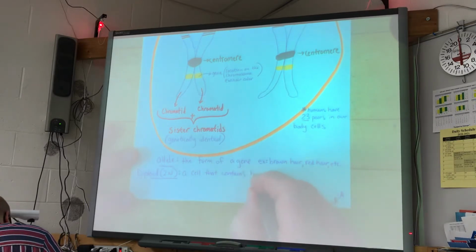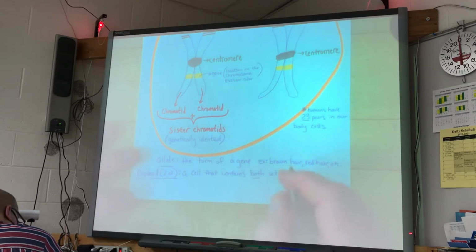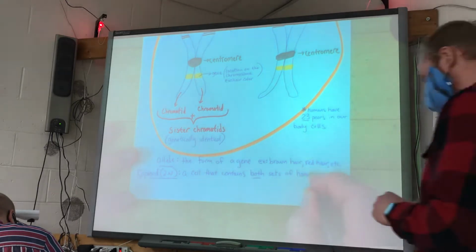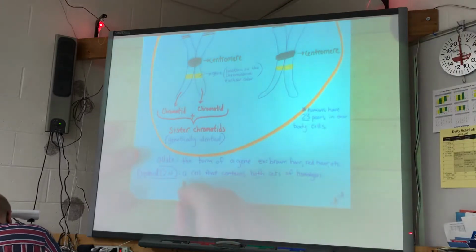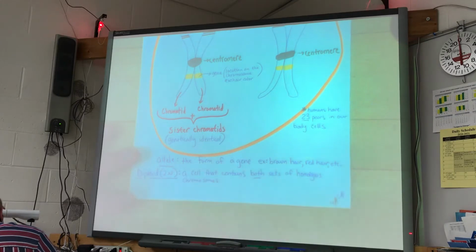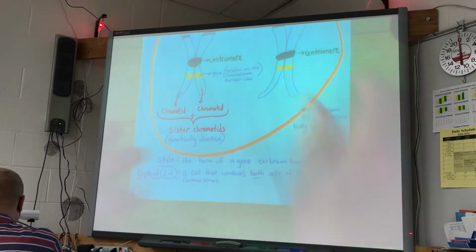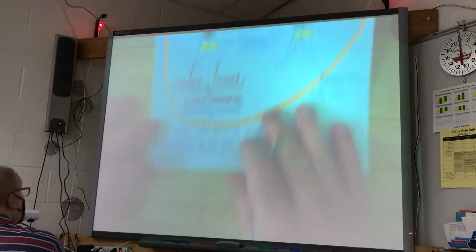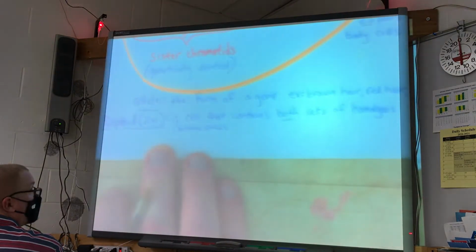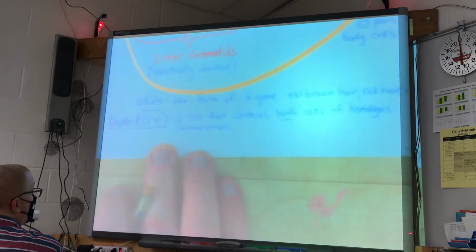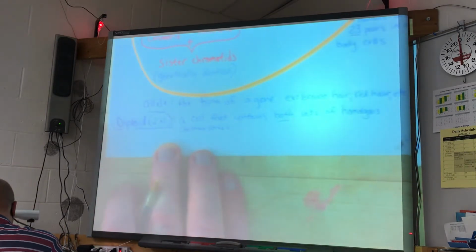A diploid cell is a cell that contains both sets of the homologous chromosomes. They get both sets of homologous chromosomes. They get a chromosome from mom and a chromosome from dad. Both are present. A diploid cell is a cell that contains both sets of homologous chromosomes. They have the chromosome from mom and they have the chromosome from dad. They have both of them.